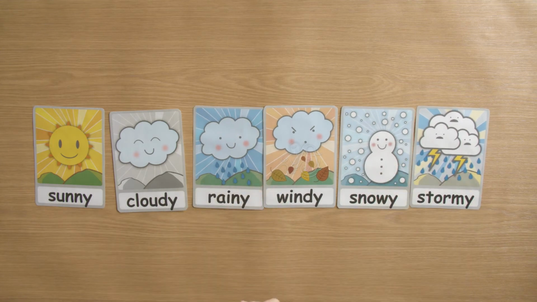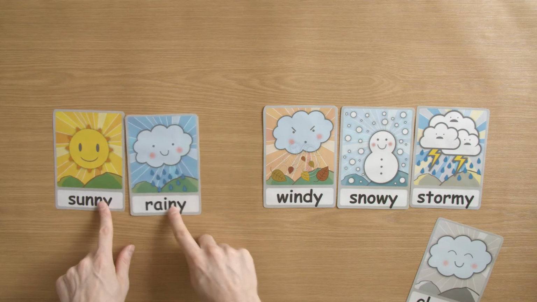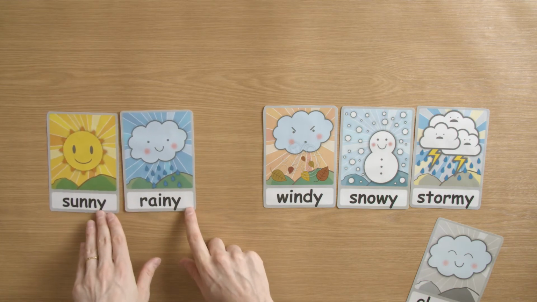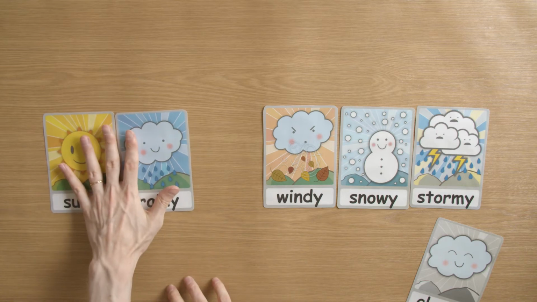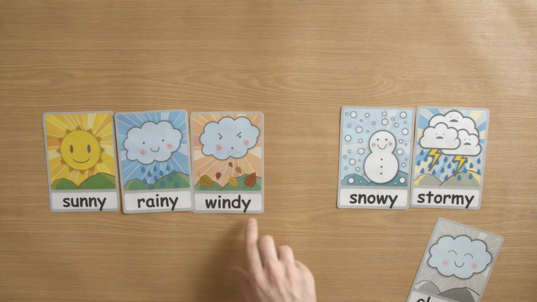Now if you're teaching very young children, like super young, 2 years old, then I would just start with sunny and rainy and just have them, you know, is it sunny or is it rainy? Okay, once I've learned these, then maybe even do windy, because that's different.